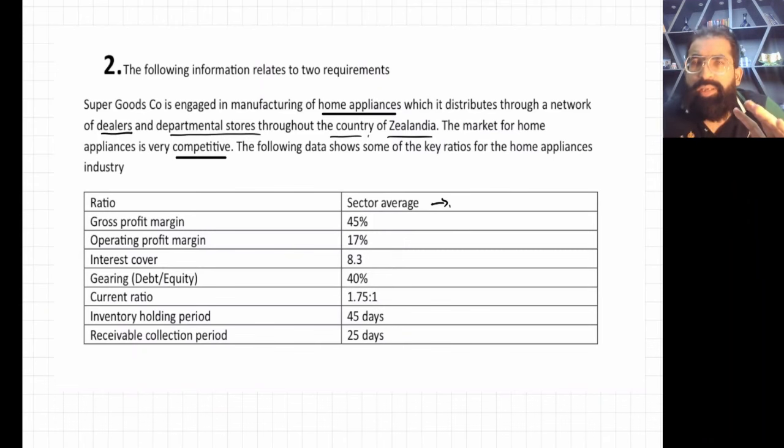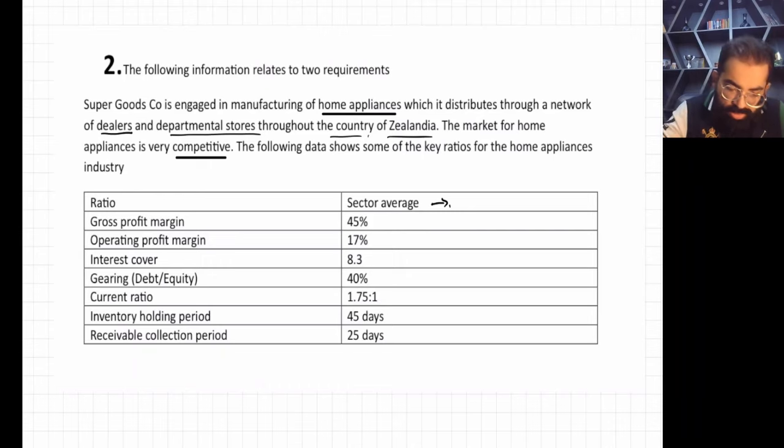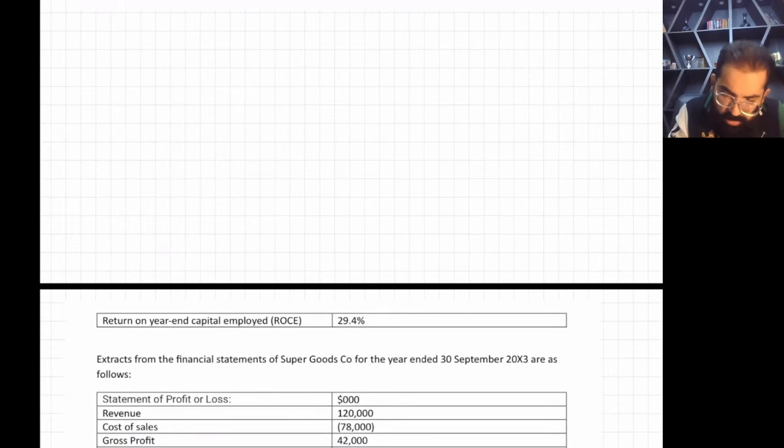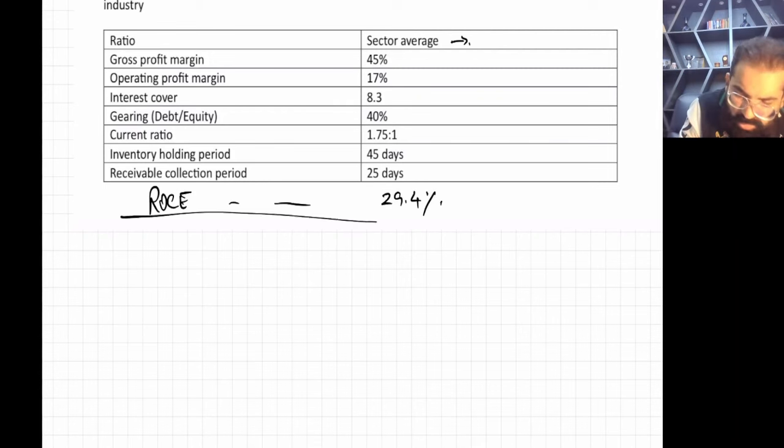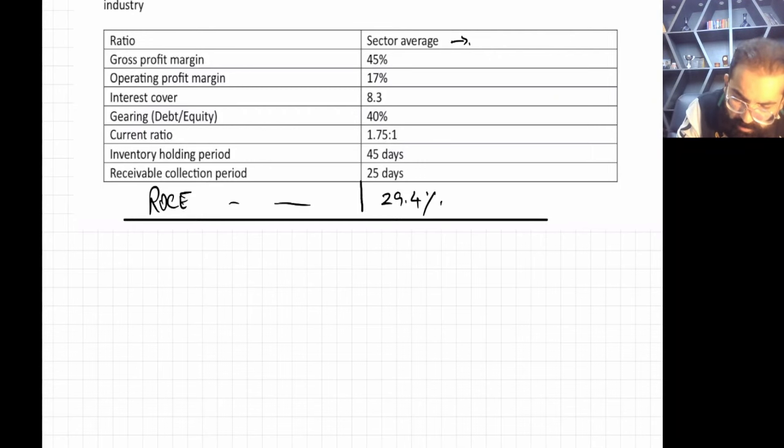Just for an idea, as you all know, you have done many questions on ratios before. So they have given you the sector average and industry average. In the first requirement, they will ask you to calculate the ratios of this company, compare them with the industry average and then comment. That's very simple, right? One ratio is written here: ROCE is 29.4%. This is one more ratio. I hope you got it. So these are the industry averages.